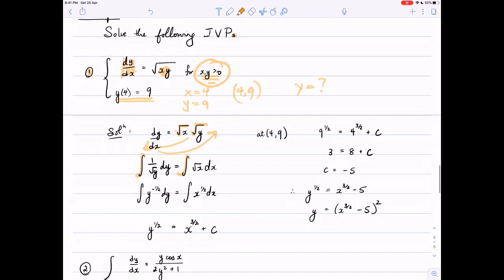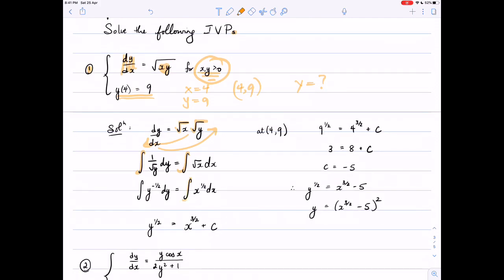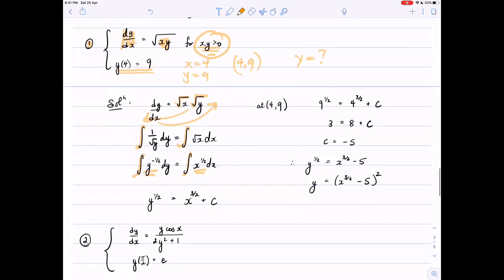These are two integrals that we know how to do. In fact, they're both power rules, y to the minus 1/2 and x to the 1/2. Integrating both, right? And that is not true. There's a little mistake there. So y to the 1/2 over 1/2, which is like multiplying by 2, x to the 3/2 over 3/2, which is like multiplying by 2/3, plus c.